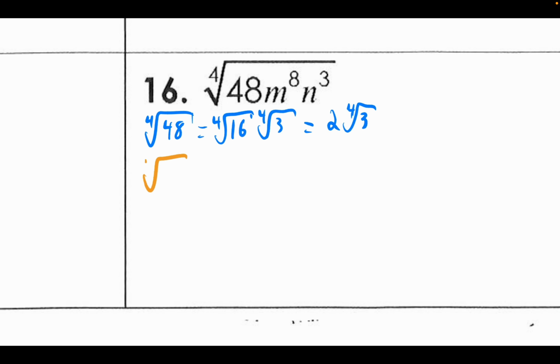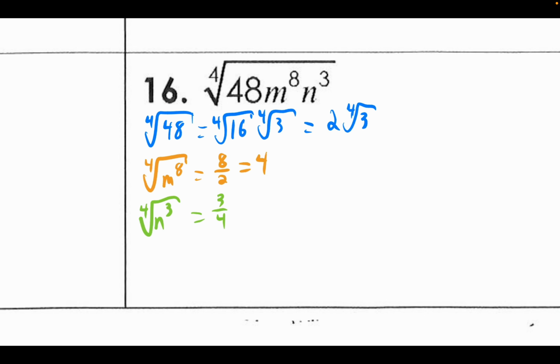The fourth root of m to the 8th, we do 8 divided by 4, exponent divided by index, which results in 2, with none remaining. Then, for n, the fourth root of n cubed, we do 3 divided by 4, once again, exponent divided by index, which results in, it doesn't. 4 never goes into 3.